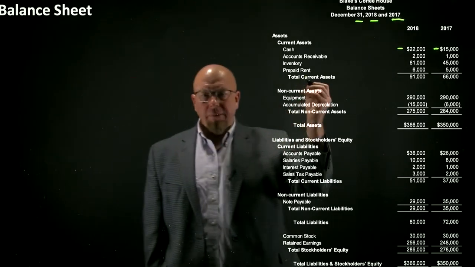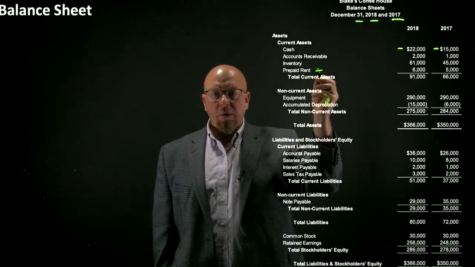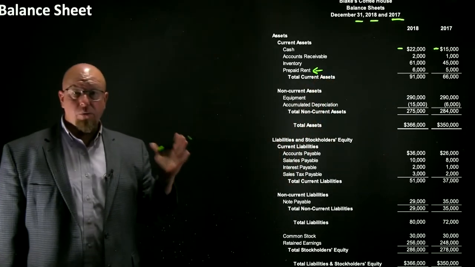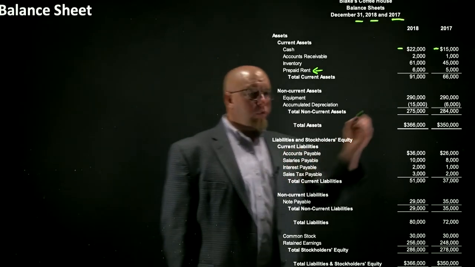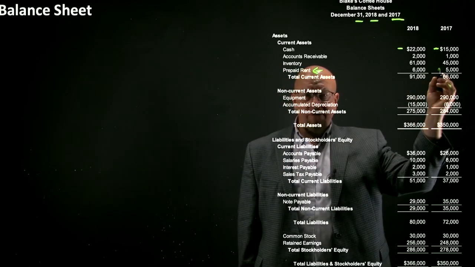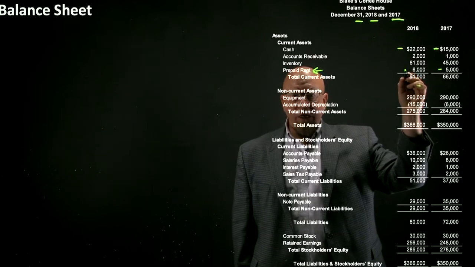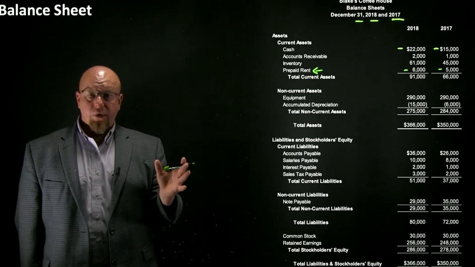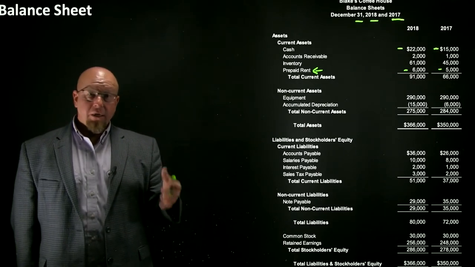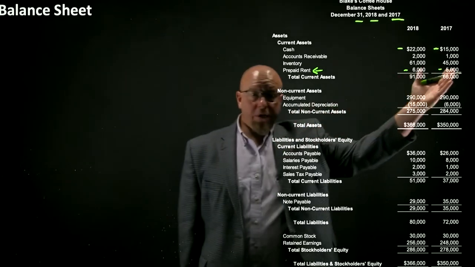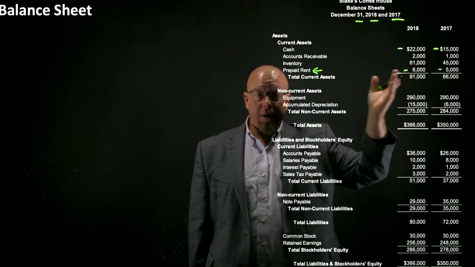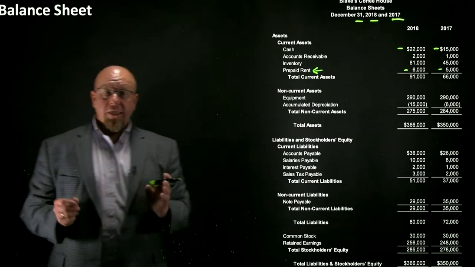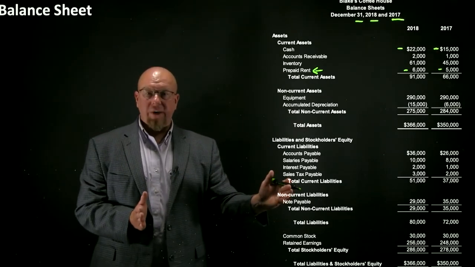Then we've got this weird animal here, prepaid rent. What a weird concept. How is that of value to the business? Well, what we're seeing here, at the end of 2017, we had prepaid rent of $5,000. At the end of 2018, it was $6,000. Let's assume that the business's rent is $1,000 per month. That means that they had over here 5 months of rent prepaid, over here a half year of rent prepaid. In essence, they paid for some of their rent in advance.